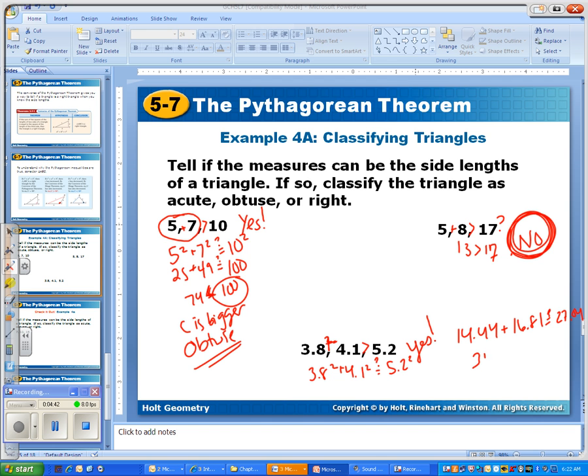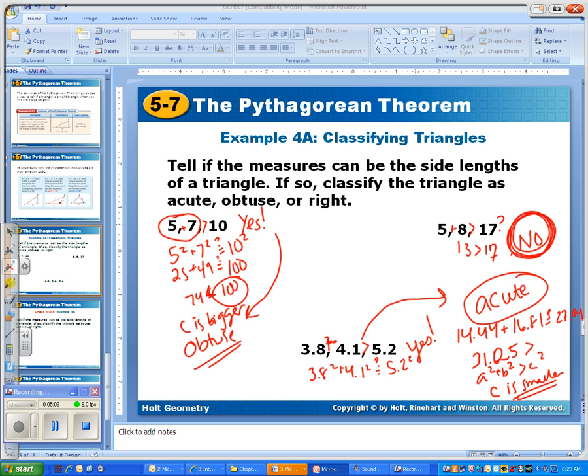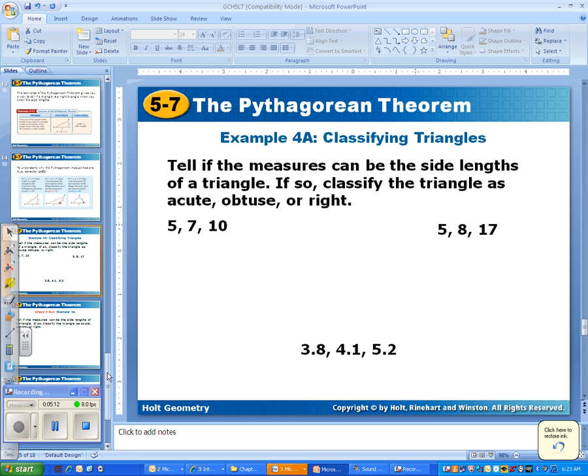It's 31.25. My bad. So the a squared plus b squared is bigger than the c squared. The c squared is smaller. So since it's smaller, then we're going to have an acute triangle. All right, so here's an example of an acute triangle, here's an example of an obtuse triangle, and here's an example of a no triangle that you can never ever make. All right, so that's how we can use Pythagorean theorem to classify types of triangles.